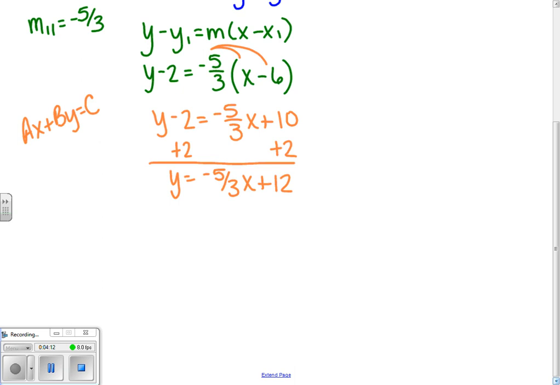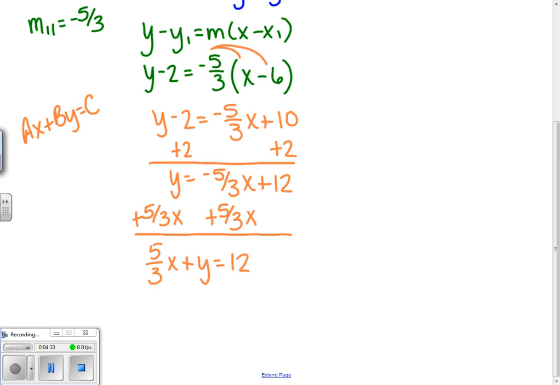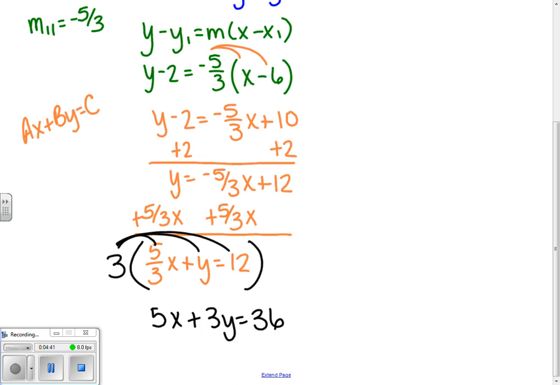I want x first, so let's add 5/3 x. At this point, I've got 5/3 x plus y equals 12. And standard form says beyond the order, you cannot have fractions or decimals, so we need to clear that 3 in the denominator. And I'm going to do so by multiplying everybody by 3. I end up with 5x plus 3y equals 36.